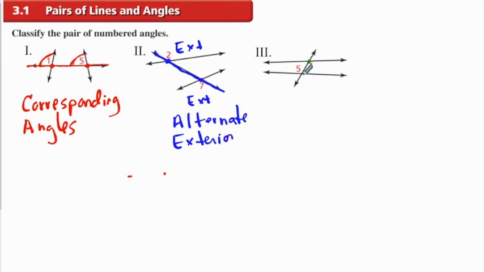Example 3, I locate my two intersection points. I highlight my transversal. I see that both angles are in the interior region. Now, do they stay on the same side of the transversal, or do they alternate which side of the transversal they're on? I see they are alternating, so this is an alternate interior pair of angles.